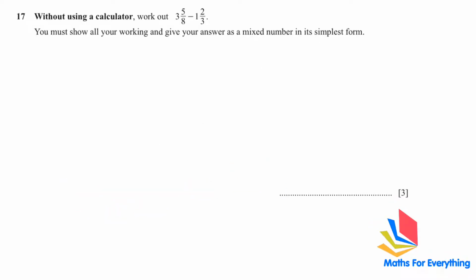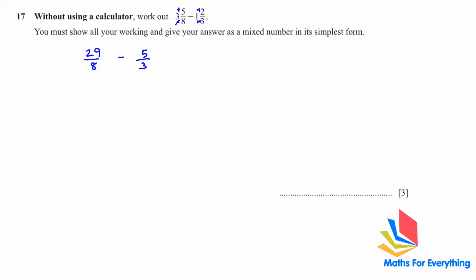Question number 17. Without using a calculator, work out this fraction, and you must show all the working and write the answer as a mixed number. You can use the calculator directly if you know how to use it to change the mixed number into an improper fraction. Or you multiply 8 multiplied by 3 plus 5. That will give you 29 over 8. And then 3 multiplied by 1 plus 2 will give us 5 over 3.